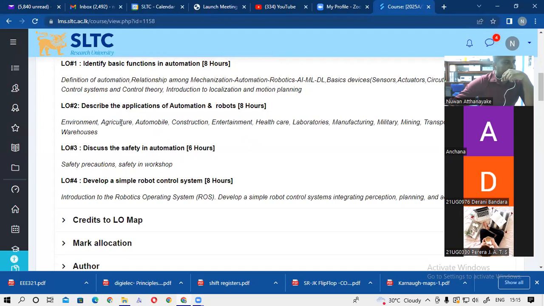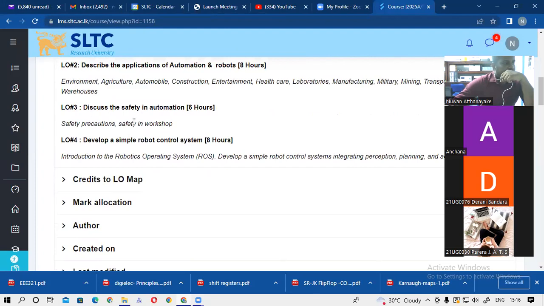And in the second chapter, we are going to learn about the application. Here we will study how automation is applied to this field, to make the work easy. And next, we need to discuss the safety in automation, safety factors or safety precautions.